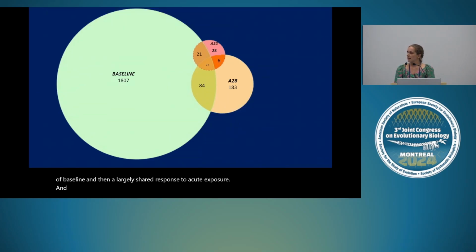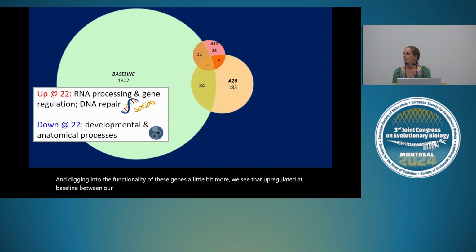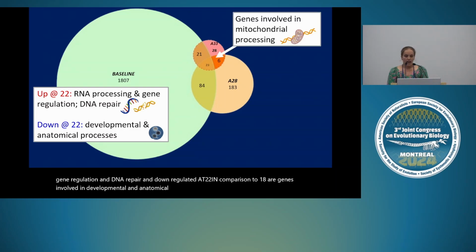And digging into the functionality of these genes a little bit more, we see that upregulated at baseline between our developmental temperatures are genes involved in RNA processing, gene regulation, and DNA repair. And downregulated at 22 in comparison to 18 are genes involved in developmental and anatomical processes. And then looking at these 6 genes which responded to both acute temperatures differentially between our two developmental temperature treatment lines, we see genes involved in mitochondrial processing, indicating that those genes might start to explain that plasticity that we see at development at 22.